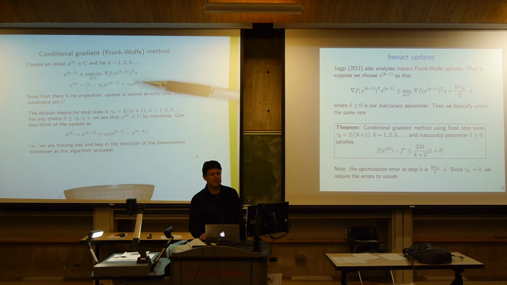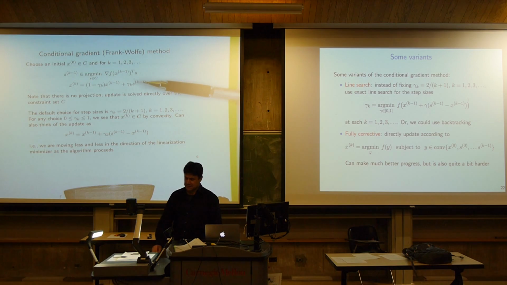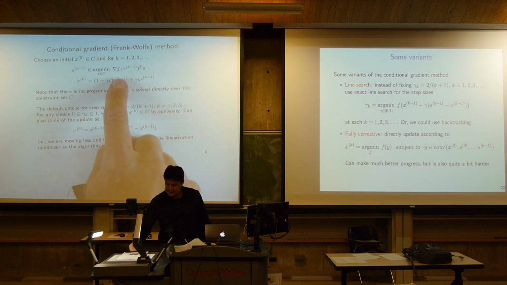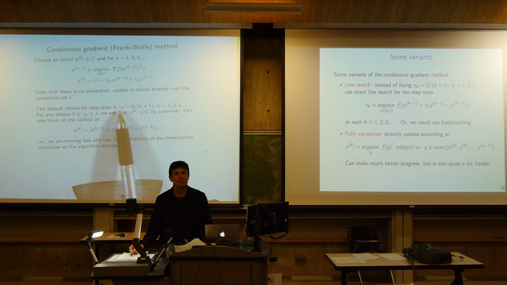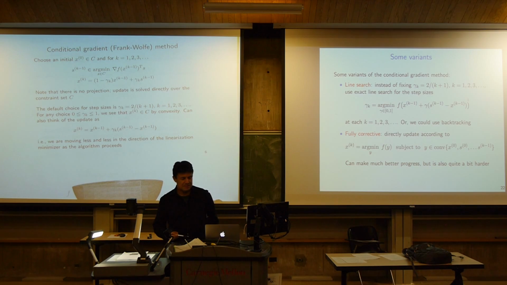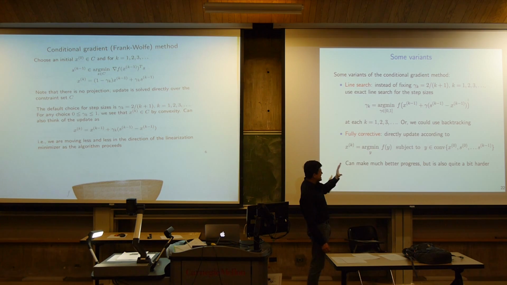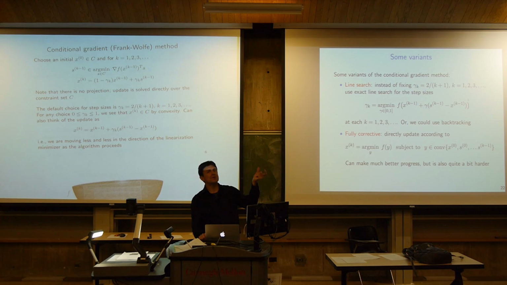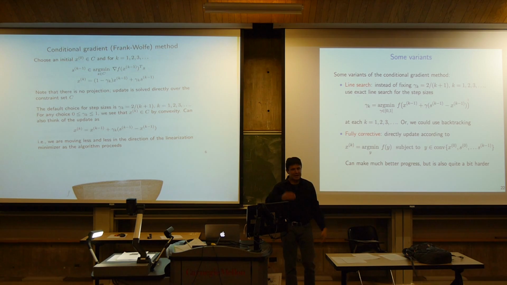So let me tell you about a few variants of Frank-Wolfe. So line search. At the very beginning of class today, I mentioned that the default Frank-Wolfe is to take gamma_k equal to 2 over k plus 1. But you could do something a little bit more sophisticated. For example, in certain cases, you could do a line search between x_{k-1} and s_{k-1}. You could, for example, if the function that you are optimizing is a quadratic function, then this is a one-dimensional quadratic function that you can easily minimize. So that's a variant, and in principle, this would open the door for faster convergence.